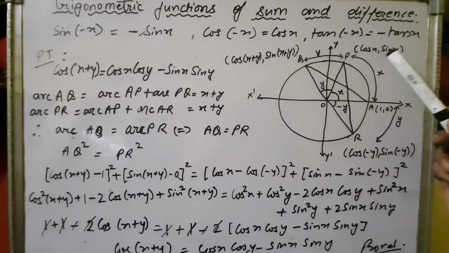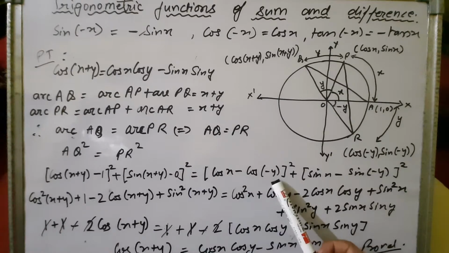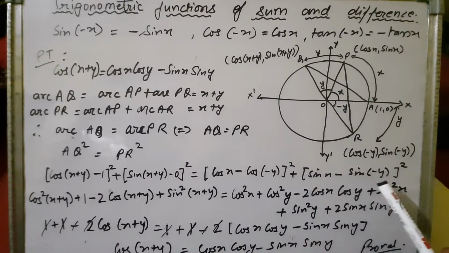So if you do that, then that means (cos x minus cos of minus y) whole square plus (sin x minus sin of minus y) whole square. Right, children? So when we do the square of this term, it will be a square plus b square minus 2ab. And if we do the square of this term, so this will be sin square x plus y. Right? Now let's see here.